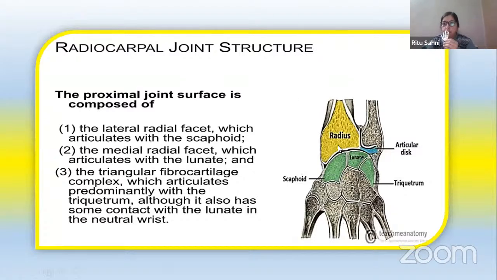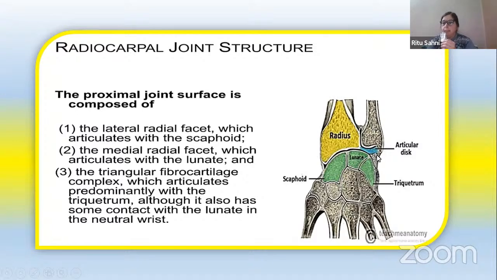In this picture, you can see that the radius surface is larger than the ulnar surface. This is the lateral side of the radius, and this is the medial side. They articulate with the scaphoid bone, and the scaphoid itself has a larger area than the lunate and the triquetrum. So most of the radius area articulates with the scaphoid, and the medial side also articulates with the lunate. And this is the ulna.